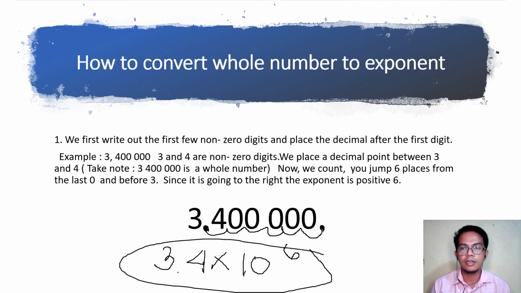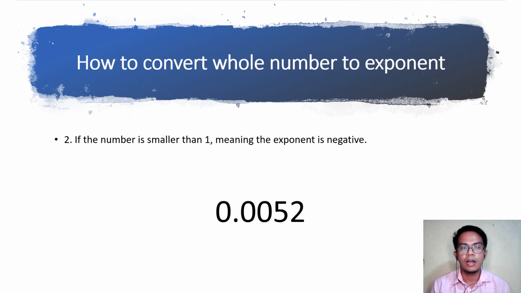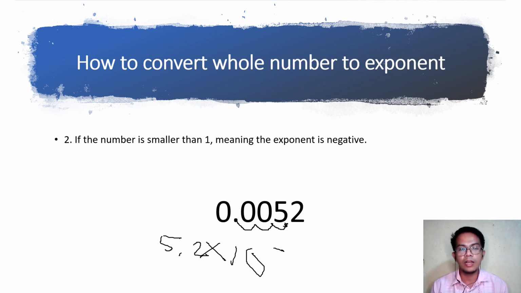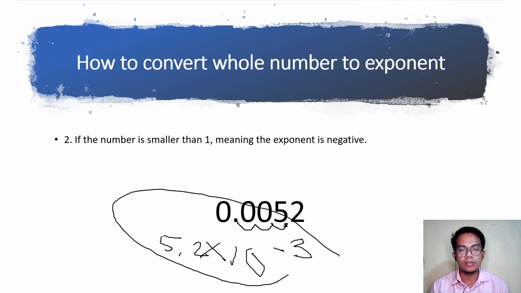Then next, how to convert a whole number to exponent if the number is smaller than 1, meaning the exponent is negative. For this, we need to move going to the left because this is negative. So 1, 2, 3. So we have 5.2 times 10 raised to negative 3. So this is the answer.